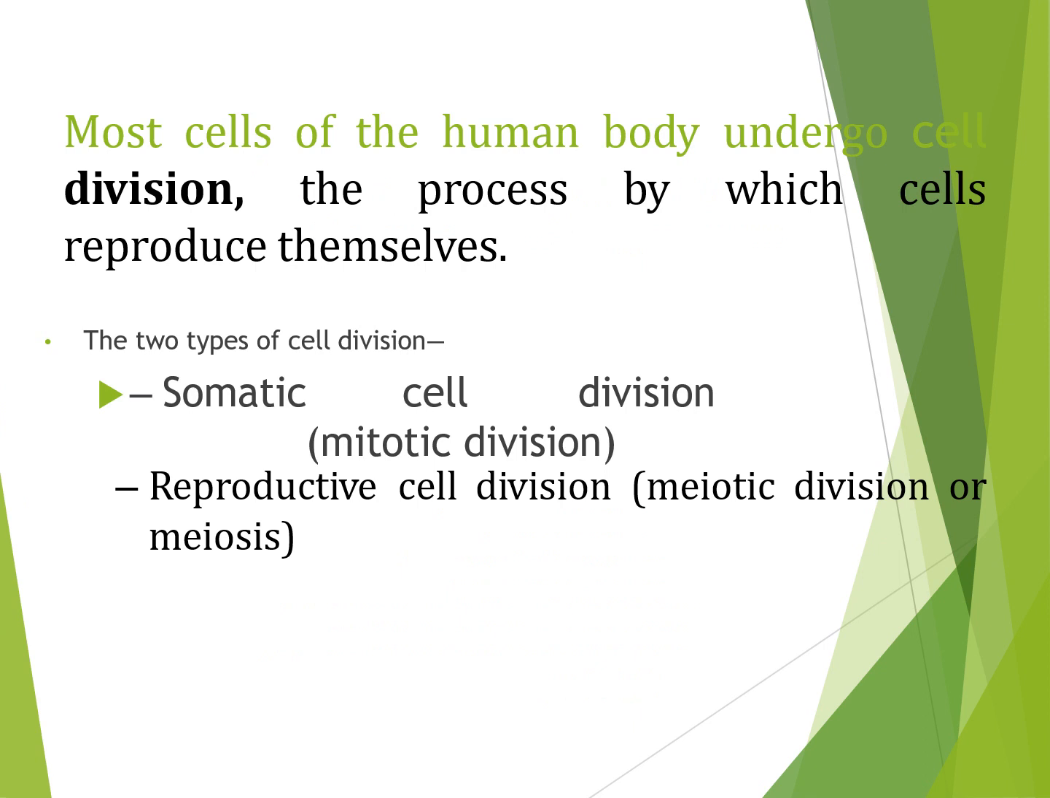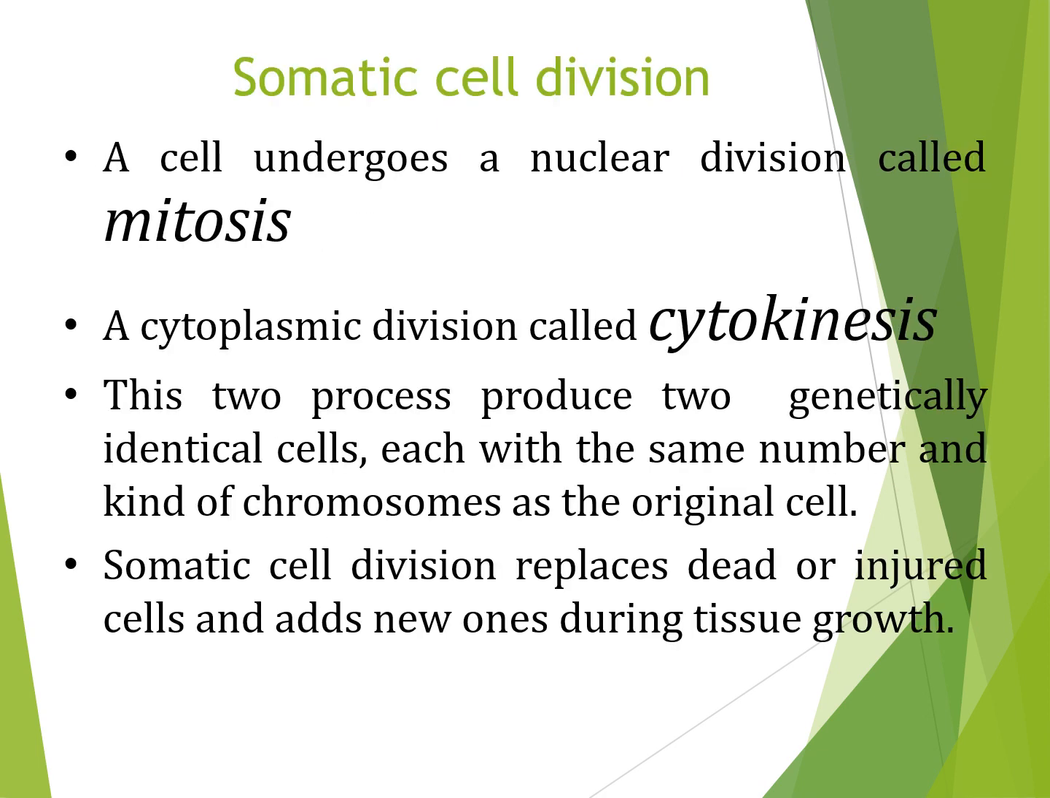Every human body is made up of cells. Cells that go through replication or dividing, that process we call cell division. Mainly in our human system, there are two types of cell division. One is somatic cell division, another one is reproductive cell division. Somatic cell division is otherwise called mitotic division. Reproductive cell division is called meiotic cell division.